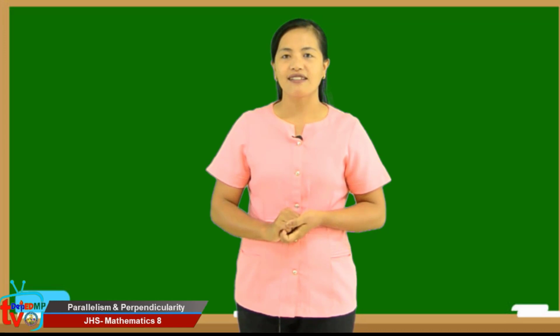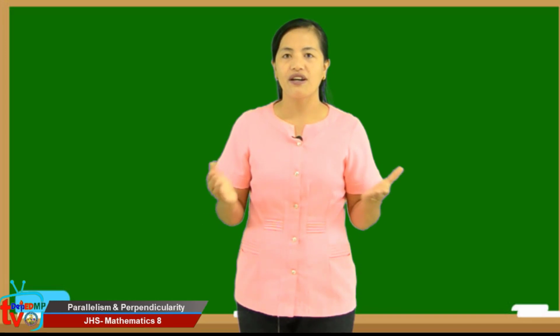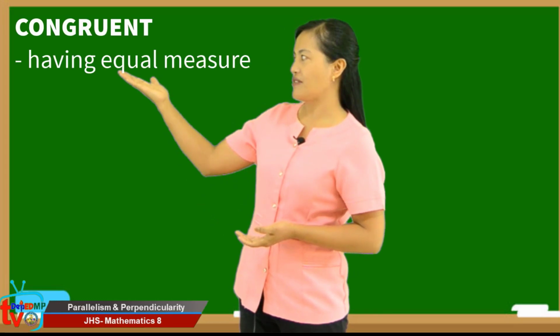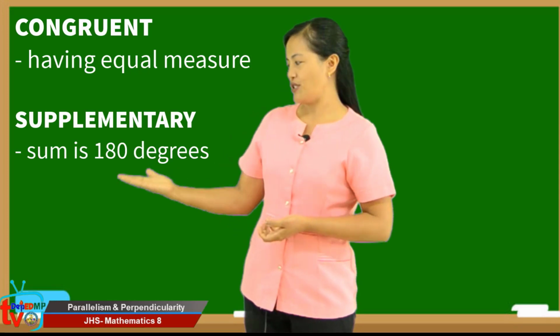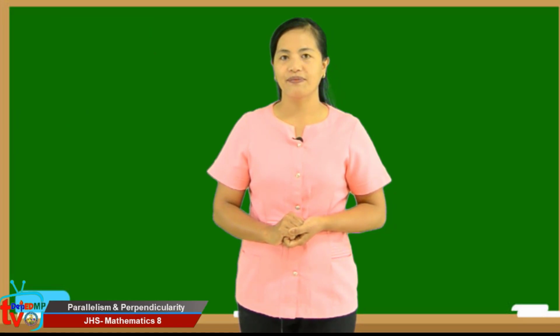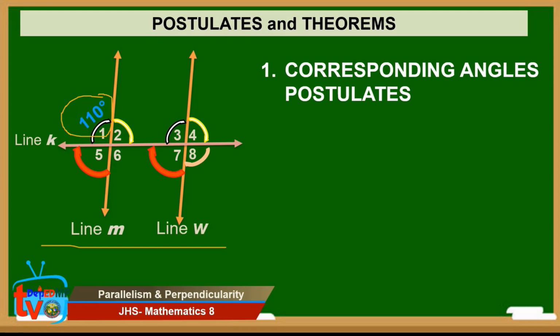In mathematics, angles have relationships too. In here, the relationship of the pairs of angles can be congruent if the two angles have equal measures, or supplementary if their sum is equal to 180. The relationship is defined by the different postulates and theorems below. Let's continue. Number 1. Corresponding angles postulate. Take a look at the marked pairs of angles. Consider the color coding.